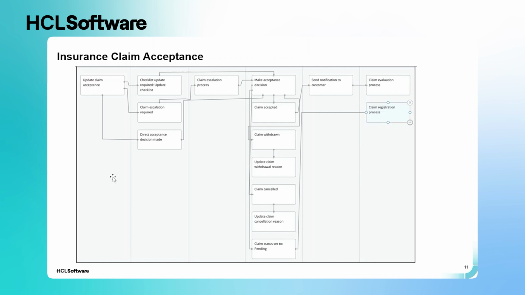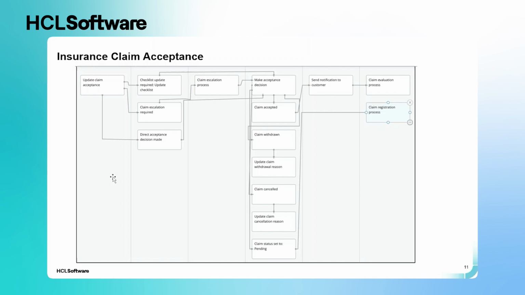of the claim. So, in case the documentation of the claim or the application form is not complete, we would have to send it back to the customer asking for more details on the claim, or in the case where the documentation is complete, an acceptance decision can be made and the claim is accepted, and the same is notified to the customer and the claim evaluation process is next triggered.